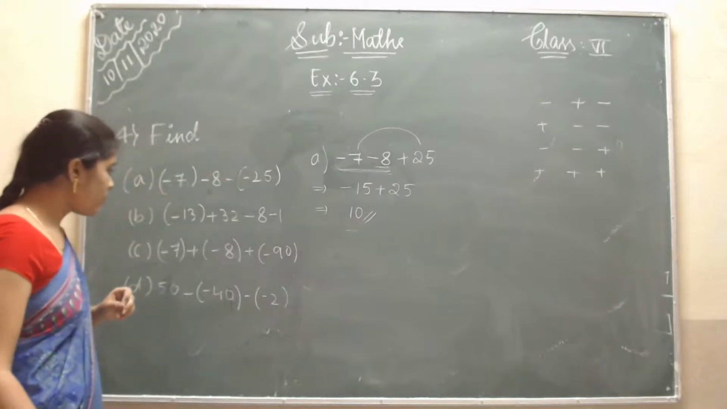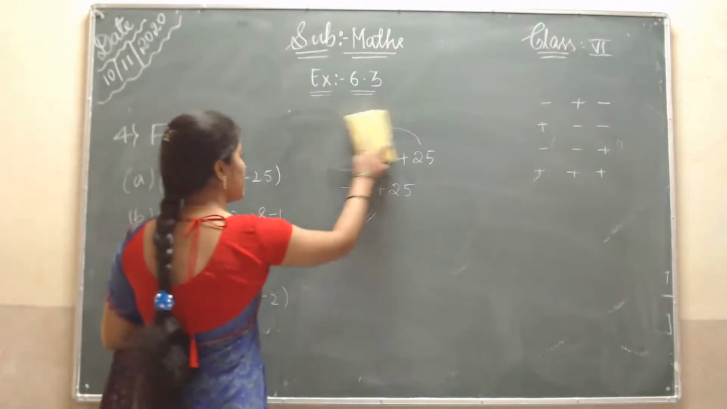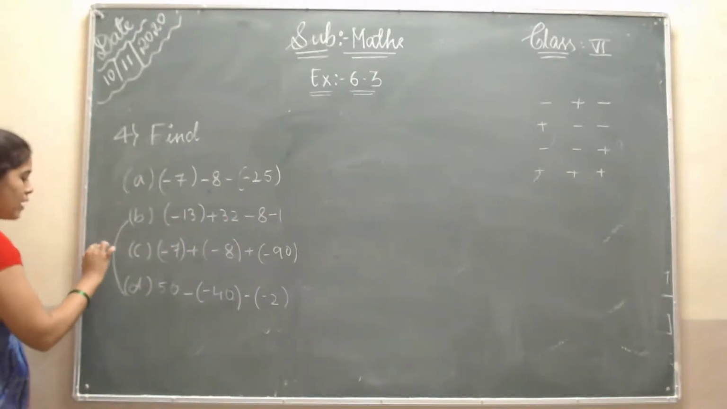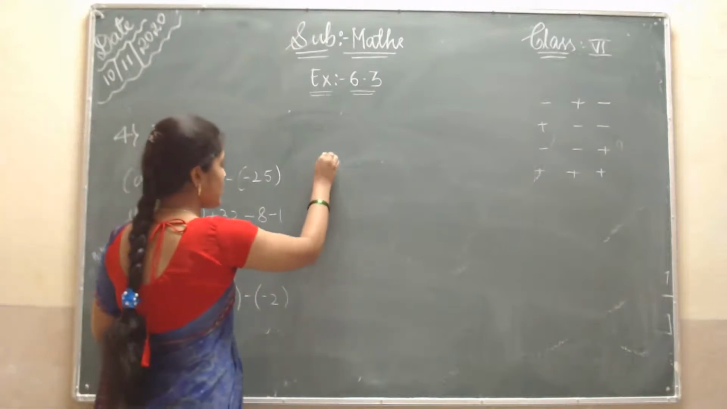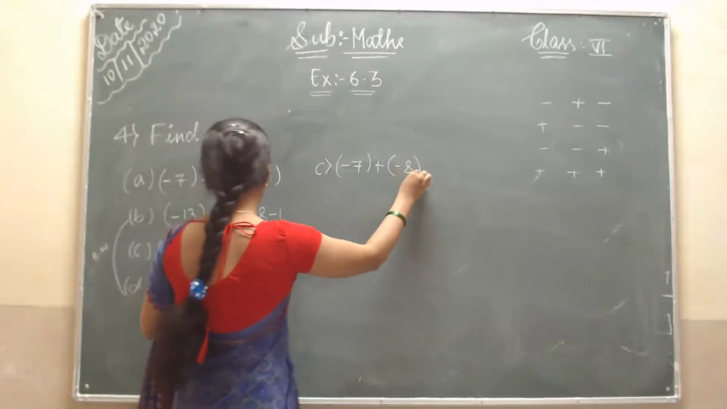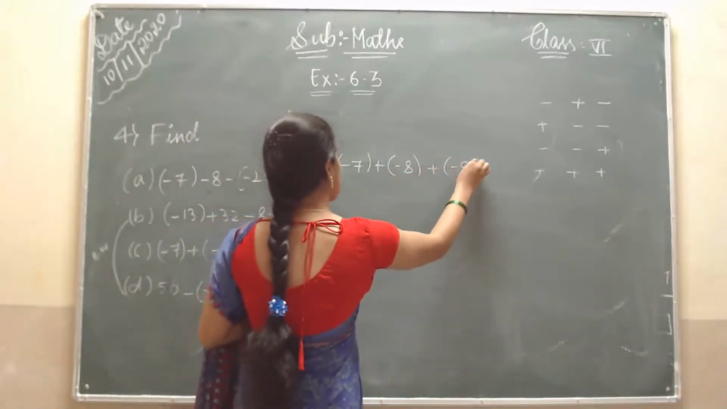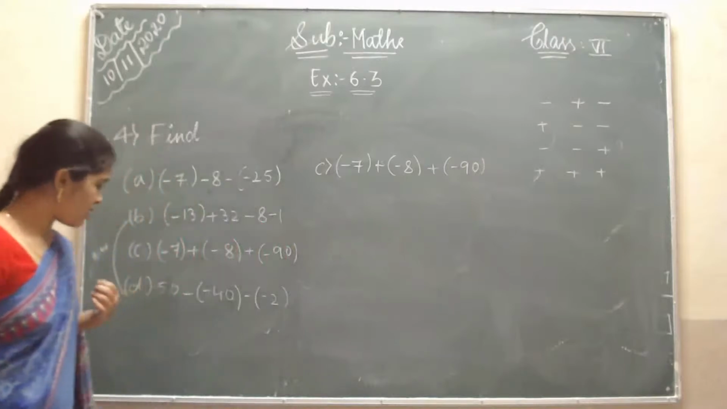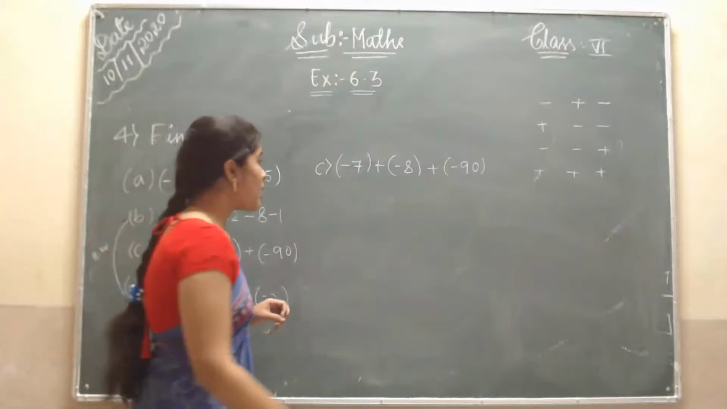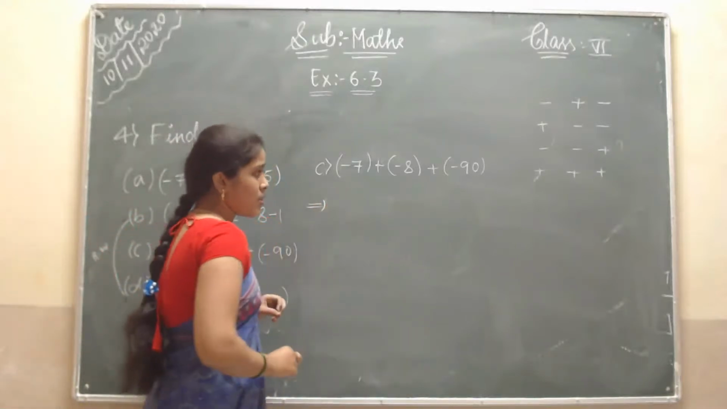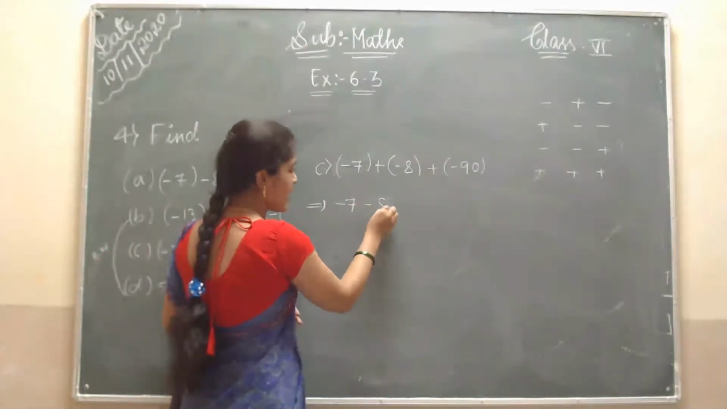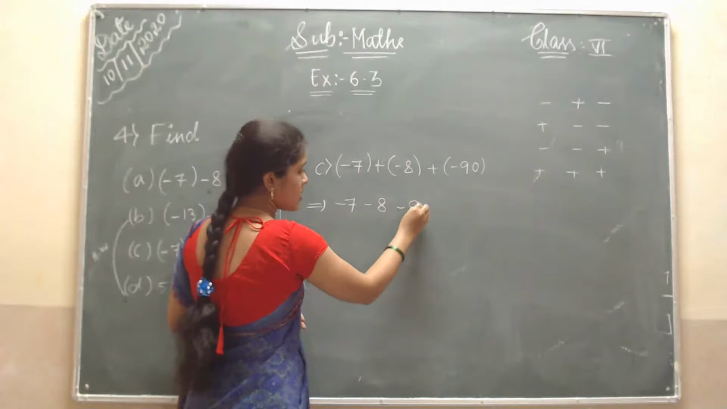Next. Take B and D as homework. B and D homework will be explained. C: minus 7 plus of minus 8 plus of minus 9. Understood? Yes. Take B and D as homework, write it and send it to my WhatsApp number. Here, remove brackets: minus 7 plus minus minus 8 plus minus minus 9.